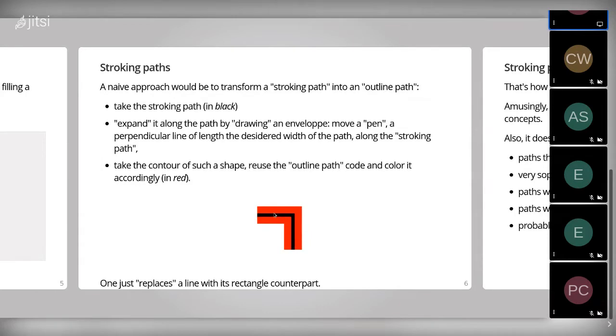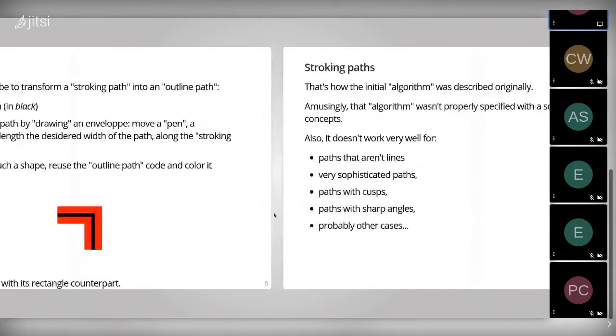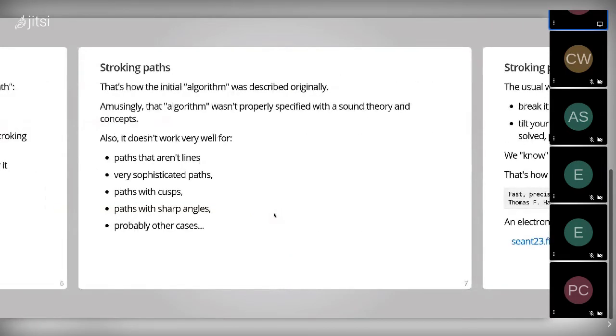And one just replaces the line with that rectangle counterpart. Amusingly, that's how the initial algorithm was described originally when you look into the bibliography a little bit. But also amusingly, that algorithm wasn't properly specified with a very sound theory and robust concepts. If you look into the bibliography, I'm giving a few pointers at the end of the talk.